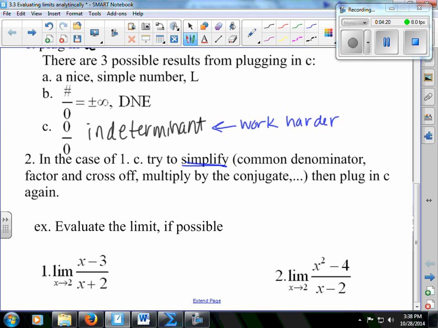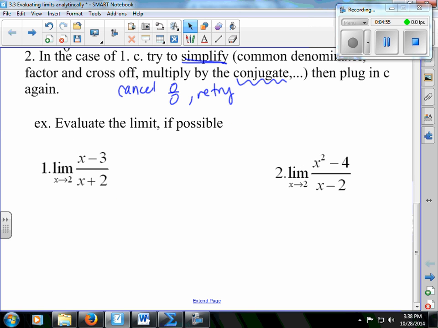Essentially, we're just going to simplify. In one case, I'll show you how to simplify by getting a common denominator. In another case, we're going to factor and cross off. Multiplying by the conjugate is going to be another type of question. And then essentially, once you've simplified, you're going to cancel the 0 over 0. That's what's happening in the simplification. You're going to cancel the 0 divided by 0 part, and then you're going to retry. That's what's happening. Okay, so let's do some examples.